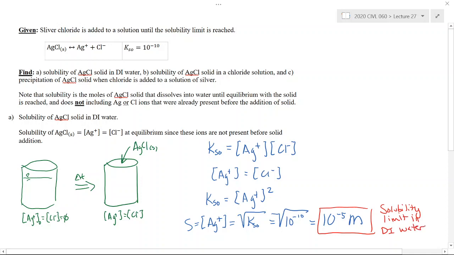In the next video, I'll show the solution in a chloride solution.